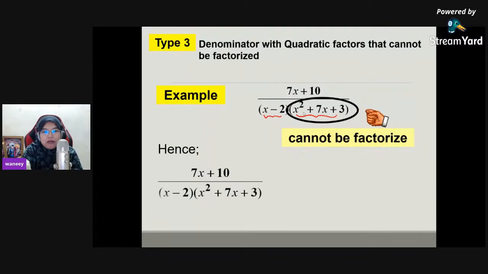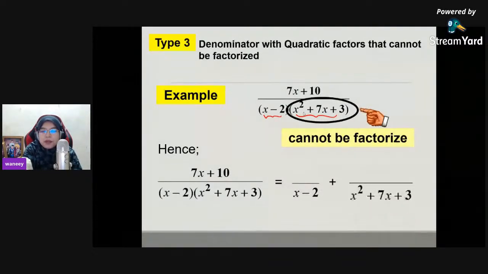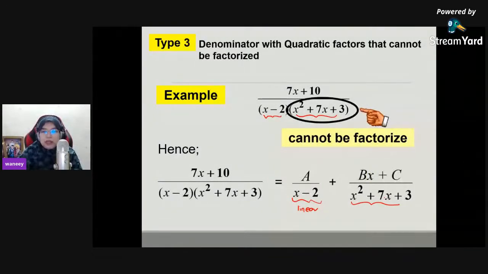Hence, we're going to write down something over x minus 2, something over x squared plus 7x plus 3. But since this is simply a linear, we are going to write down some constant. So better to use A then. So this one, this is a quadratic that cannot be factorized. So that means we have to write down some linear function for them, Bx plus C. Okay, so now I already separated them into two. The next step, so this is the first step, we separate them into two fractions.